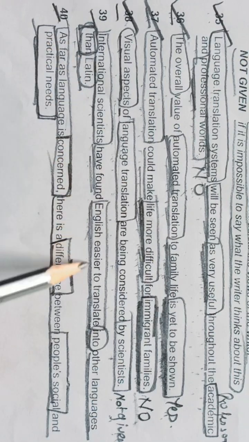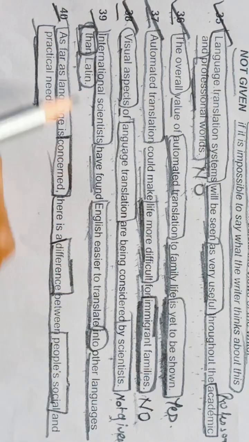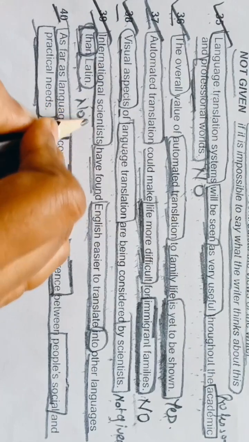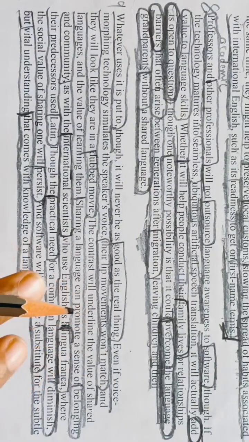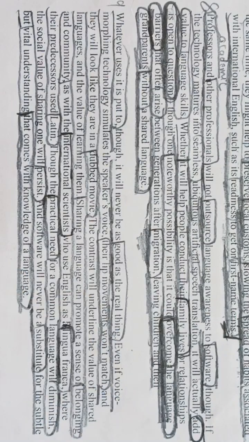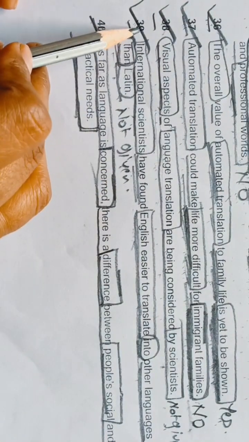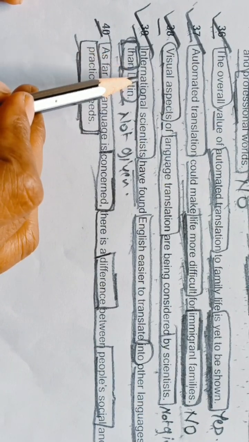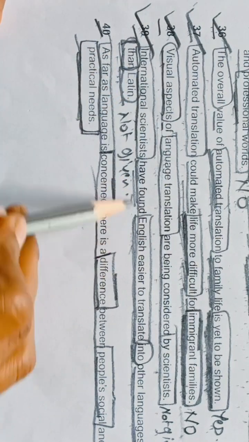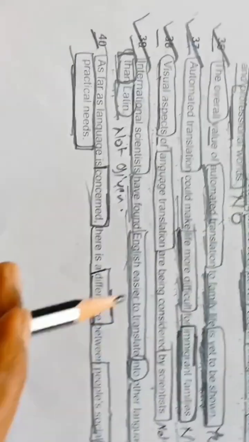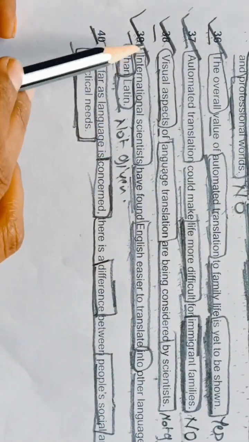International scientists have found English easier to translate into other languages than Latin. So this is also not given. This is also not present in the paragraph. And this is the last paragraph. No other paragraph is remaining. So we will write not given in front of 39. We have only found our keywords such as international scientists and Latin, but this entire line is not present in this paragraph. So that's why we have written not given in front of 39.